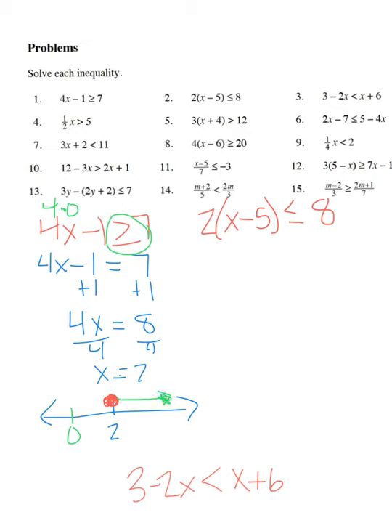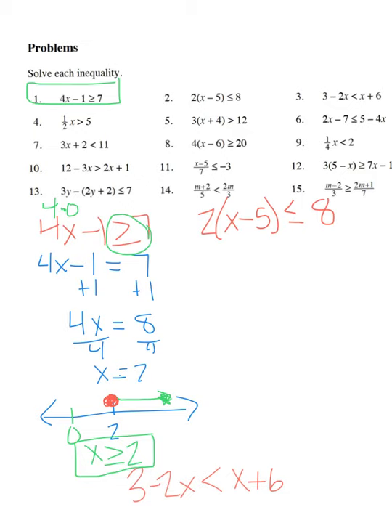And my inequality would be x is greater than or equal to 2. This is the solution. And what that means is these are all the numbers that are going to work for this inequality. When I look at this inequality, if x is greater than 2 or equal to 2, it's going to work. If it's smaller than 2, it will not.